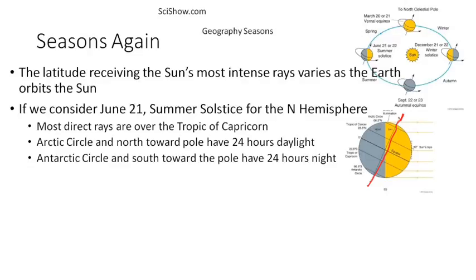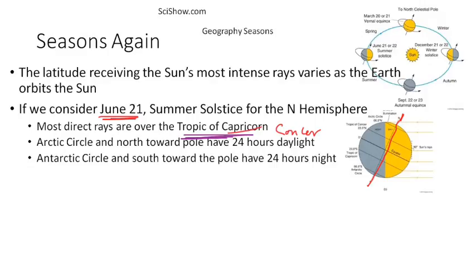Now that directness actually goes back to those special points that I said. So the rays are most direct over the Tropic of Capricorn when we are experiencing, must be Cancer, sorry. They are most direct over the Tropic of Cancer, final answer, about June 21st.